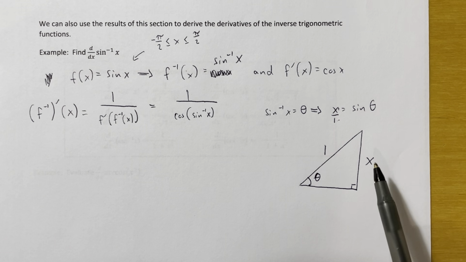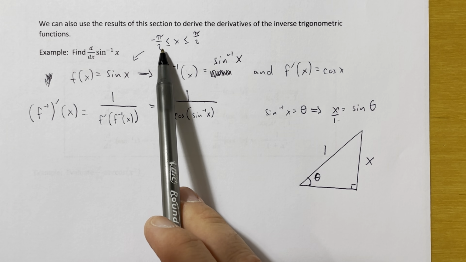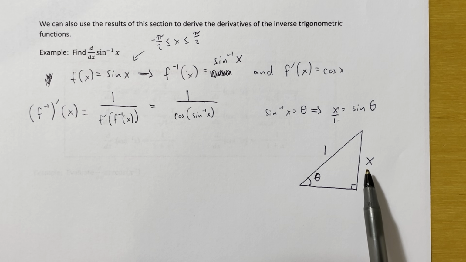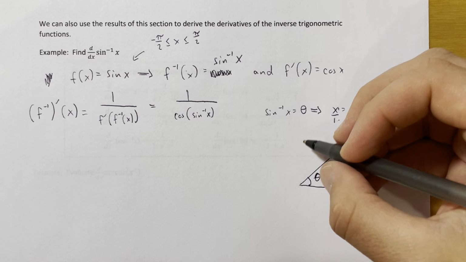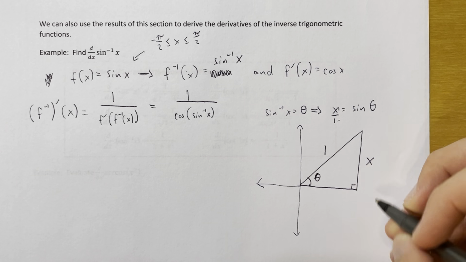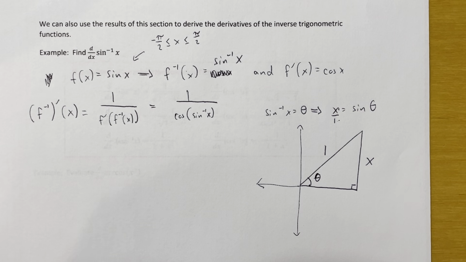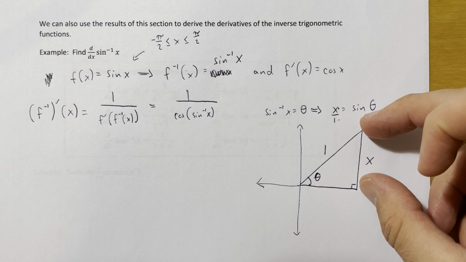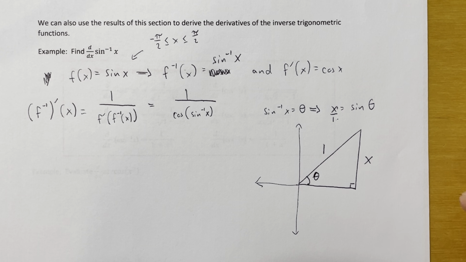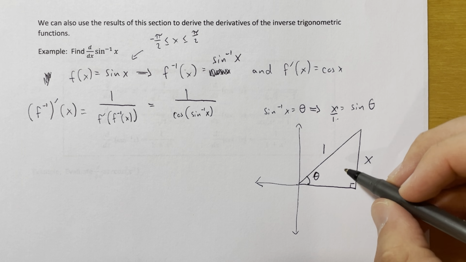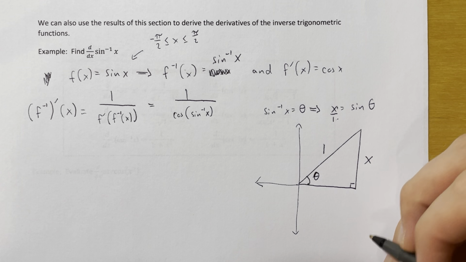It's important to note that this angle lives somewhere between negative pi over 2 and positive pi over 2. So x could be positive or negative, and that indicates whether this triangle lives in the first quadrant or in the fourth quadrant. So even though I'm drawing it in the first quadrant, keep in the back of your mind that it could be down here. But now that we've done that, we want to find this third side.